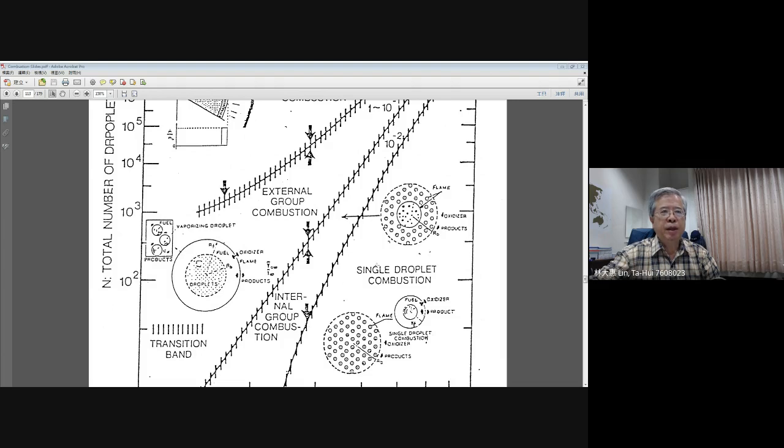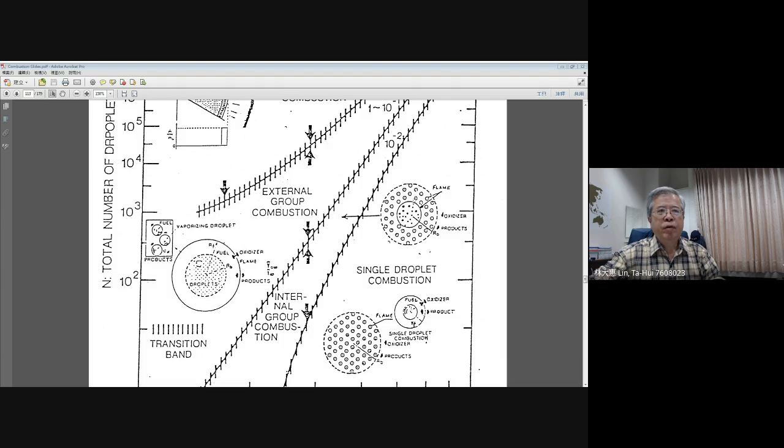Internal group combustion means the group combustion occurs in the interior of the spray cloud. That means that your diffusion flame sits in a certain position inside of your spray cloud. Outside of the spray flame, outside of the back flame, actually you may have many single droplets burning.